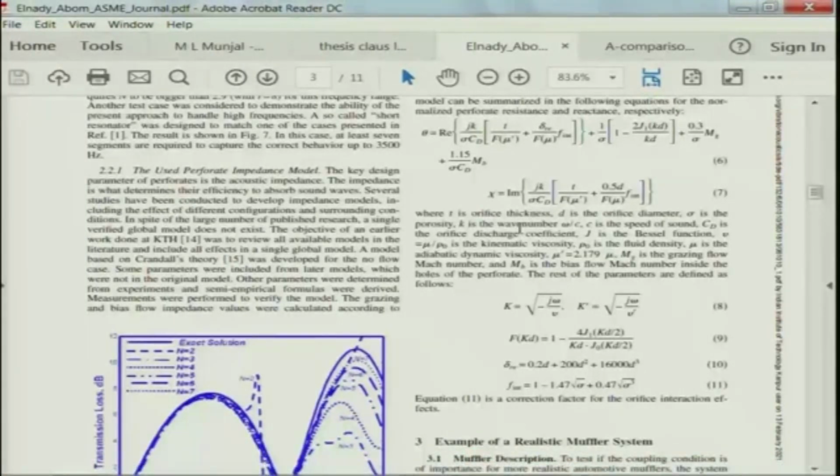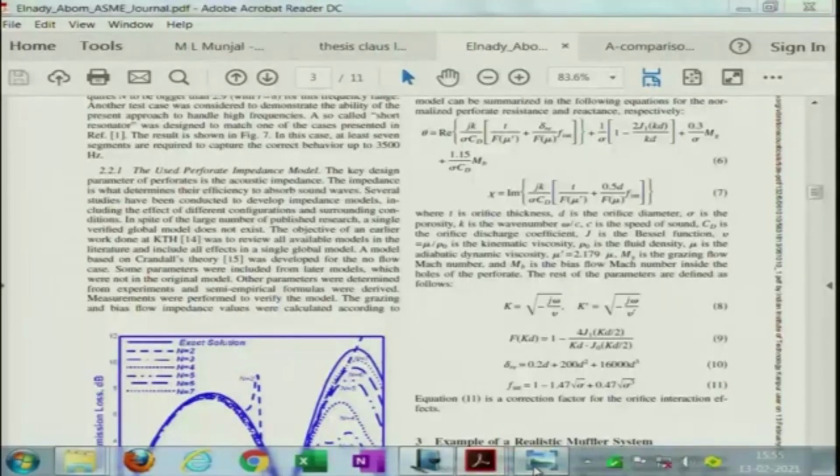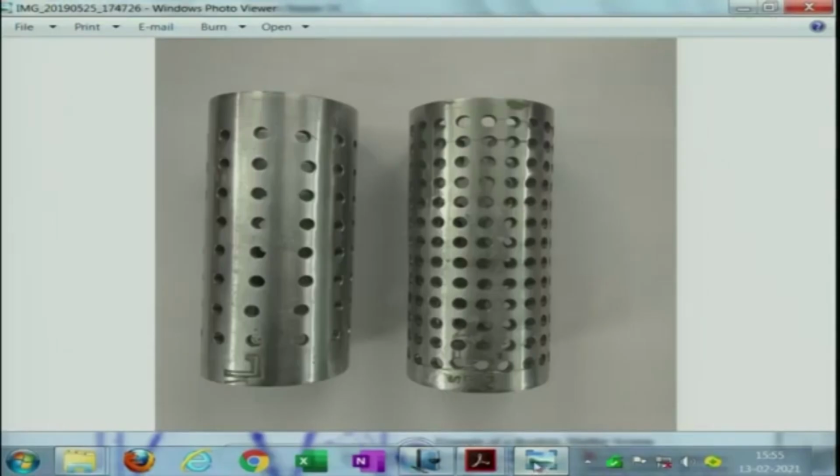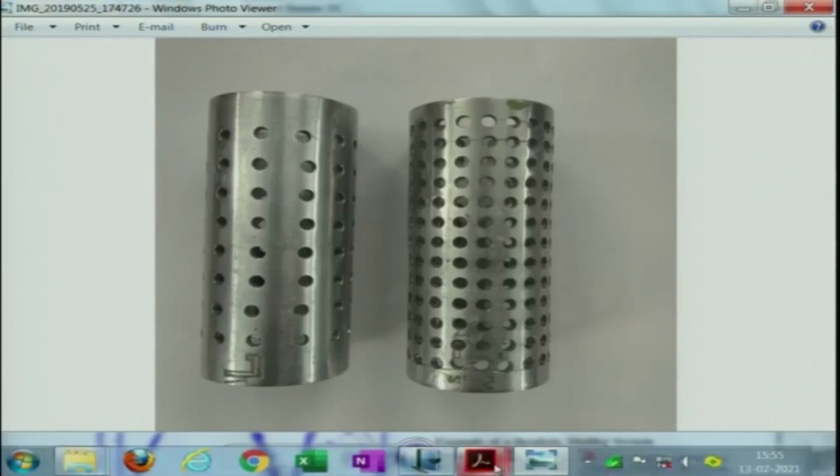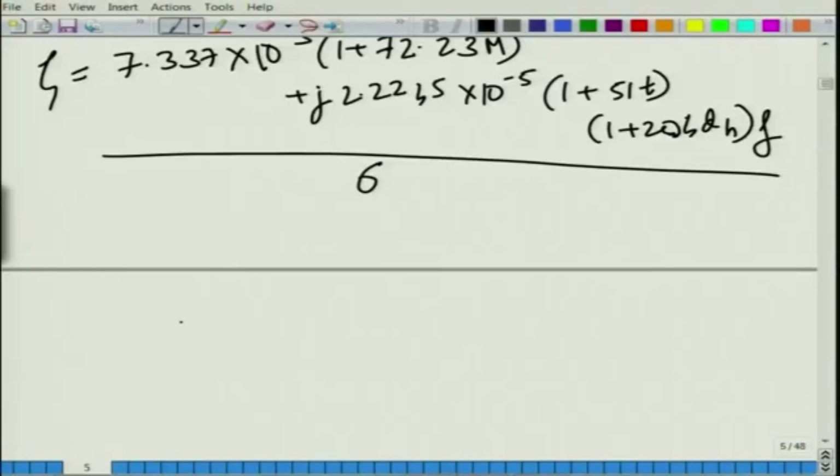In fact, let us say you are given the job of fabricating this perforated tube, which was fabricated by us some time back. How do you define it? It is clearly seen that this one, where my mouse is pointing, is much more porous than this one. So, porosity sigma is defined as the total area of the holes.